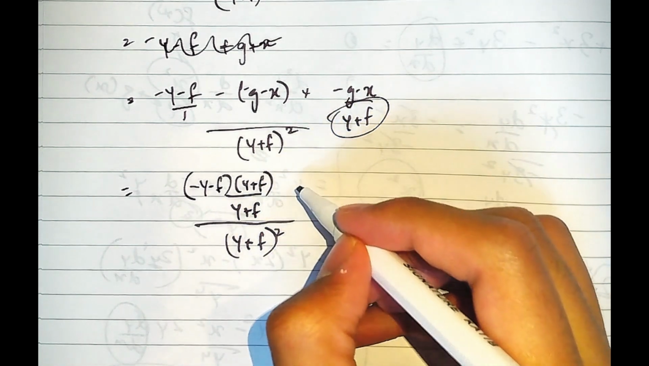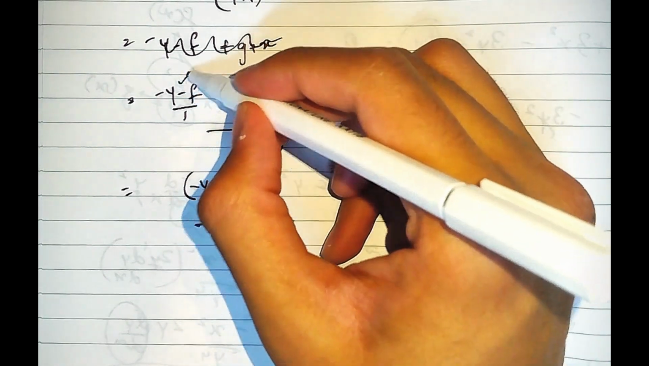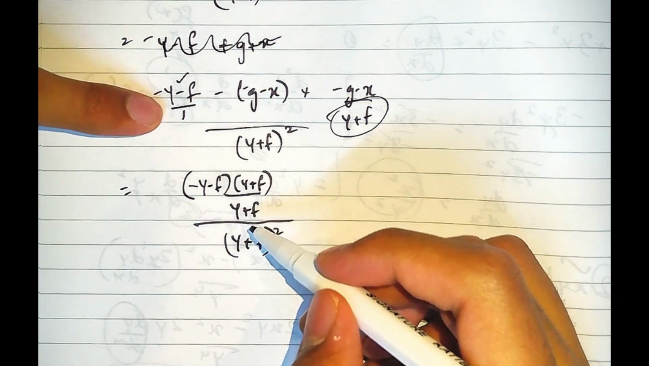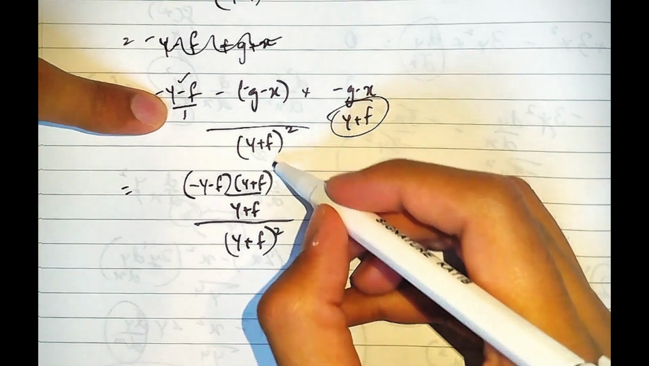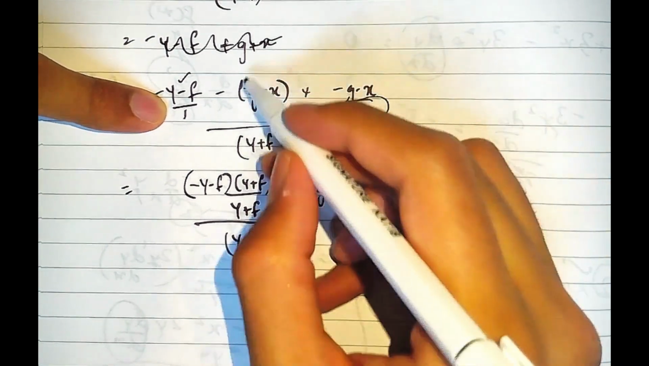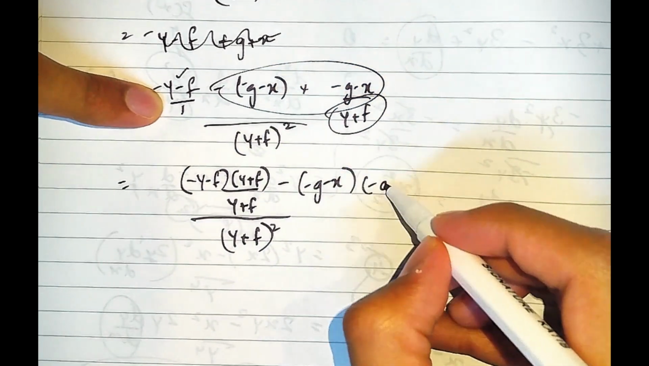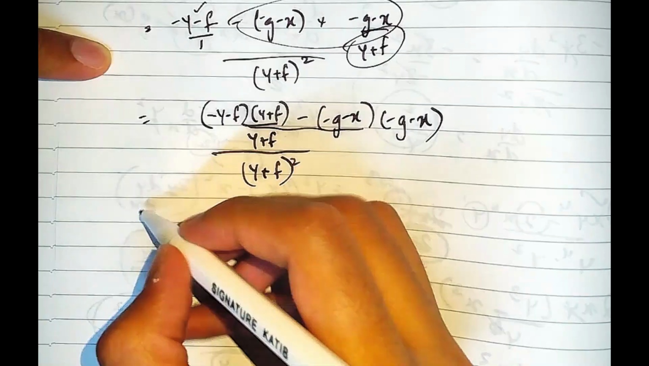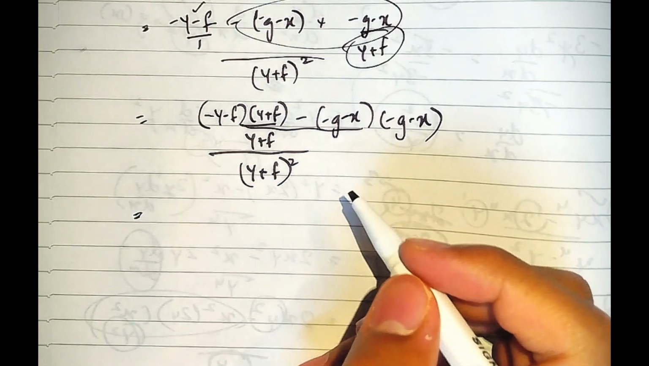The y plus f, the denominator, the LCM, will be multiplied by the numerator of this function because the 1 cannot be taken out. Okay, negative g negative x, and over here the same terms present in the numerator will be as it is. So we have, okay, so a couple of things going on over here.